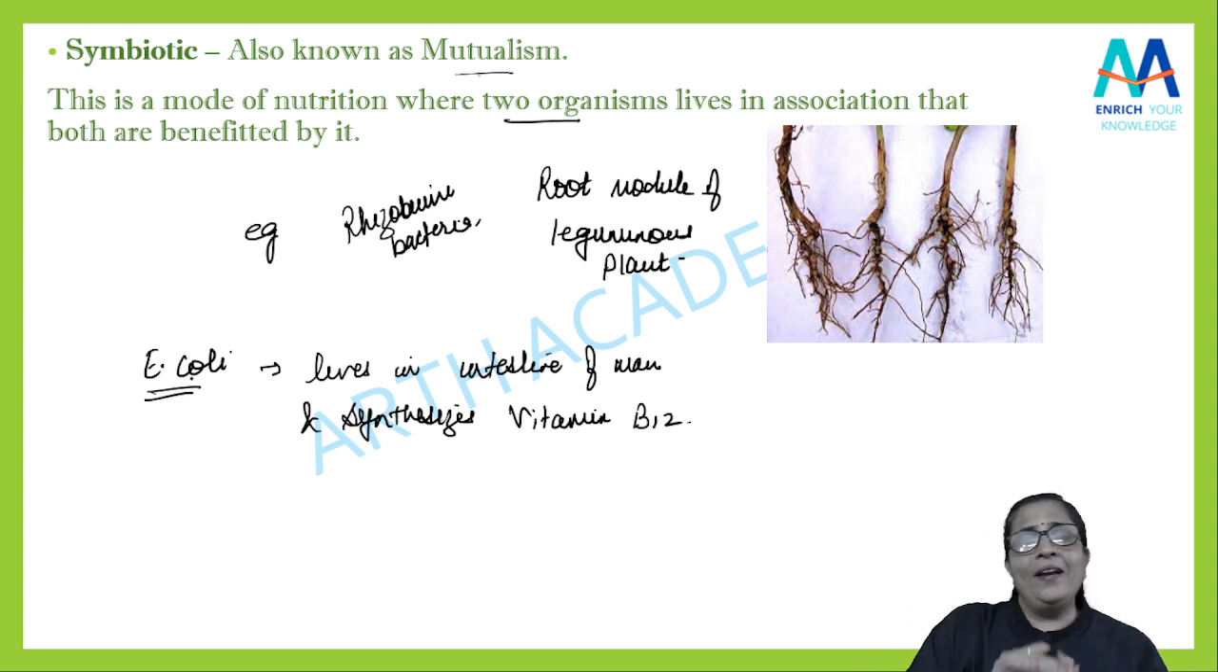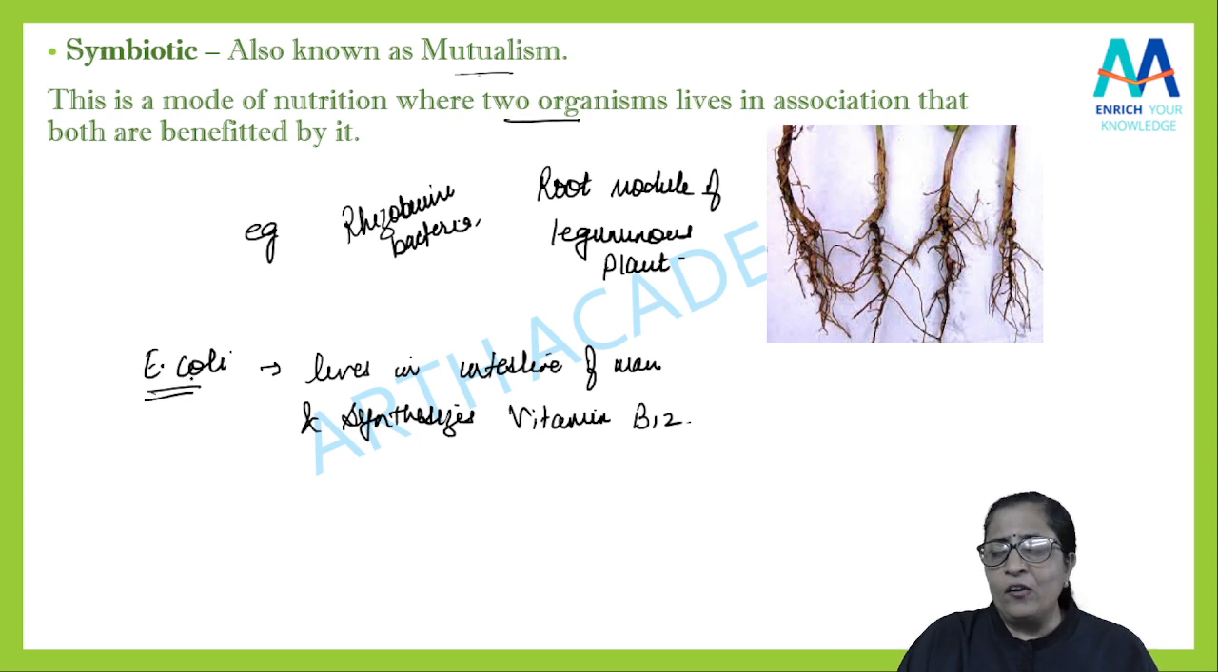Yeah. और रिटर्न में हमारी बॉडी इसको E. coli को क्या देती है? Yes, it gets simpler food and shelter. अंदर रहने के लिए जगह दे रही है ना. It is giving the shelter to live there as well as it is providing it the simpler food. Got it? So this is also an example of symbiotic association.